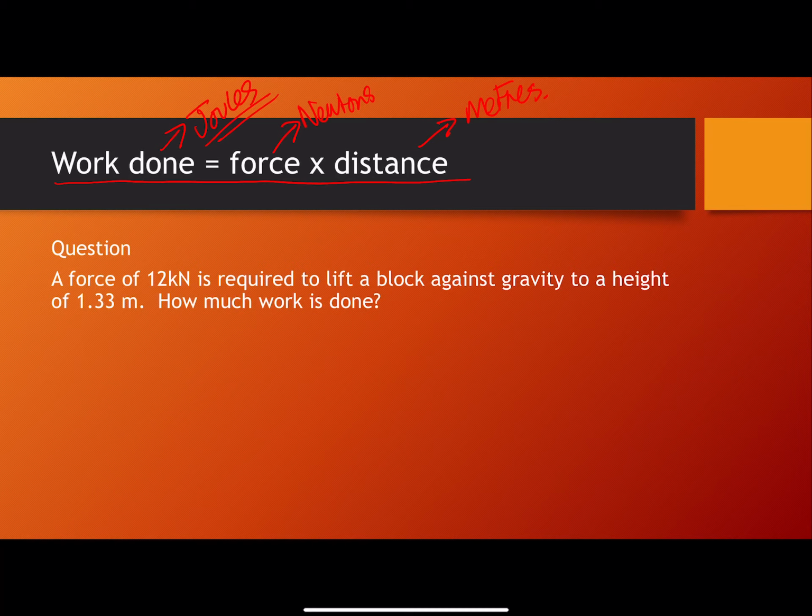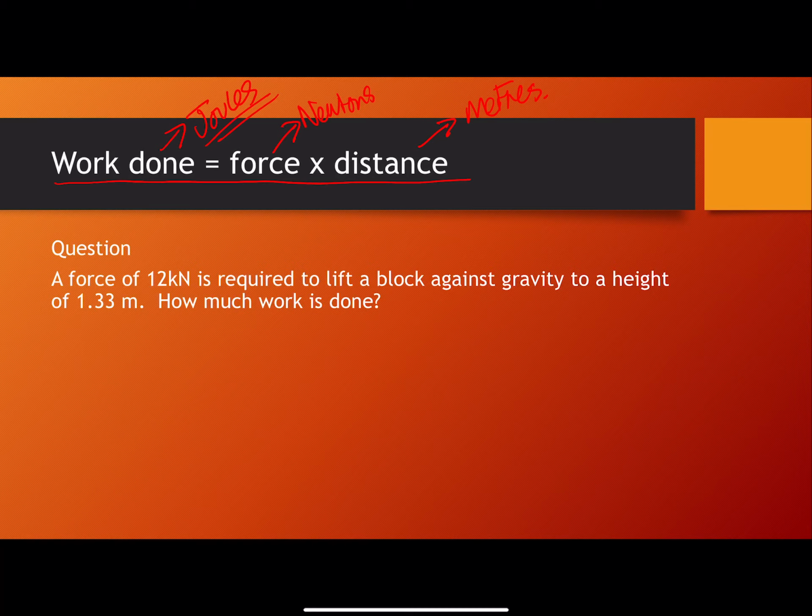So if you want to pause it now and have a go at the question and see how many marks you might pick up at the end. Remember to answer the question in full, showing all your steps of working out as you go. Okay, so I'll have a go now at answering this question and we'll see what answer I come up with.